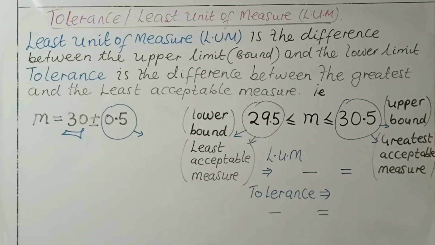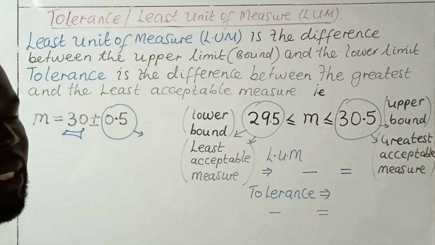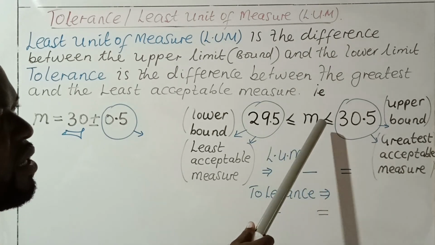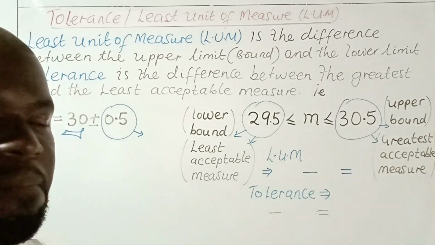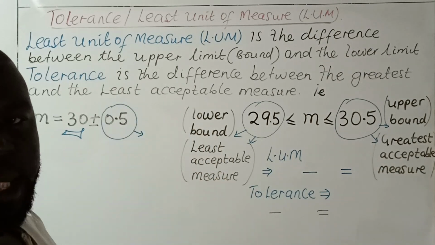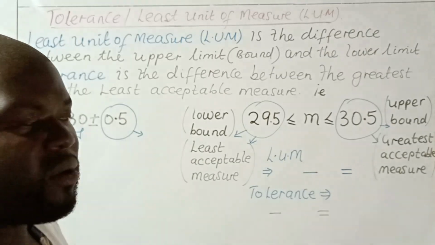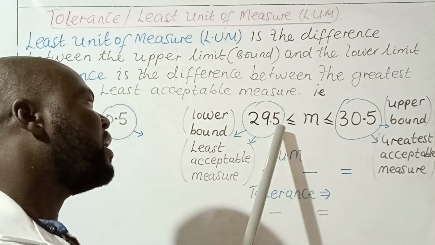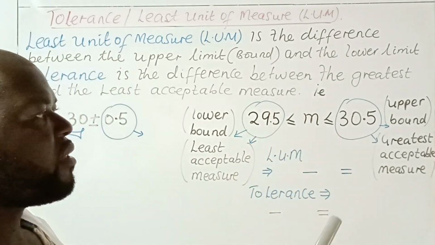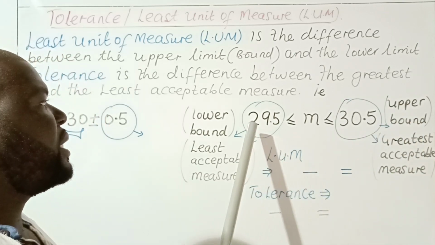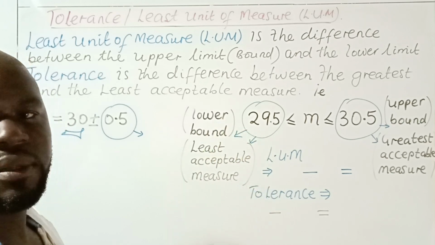Now, a brief illustration of what we are talking about. We are given a mass in set builder notation, 29.5 less or equal to m less or equal to 30.5. The least unit of measure is the difference between the upper limit and the lower limit. Looking at our set builder notation here, 30.5 is the upper limit, and 29.5 is the lower limit.